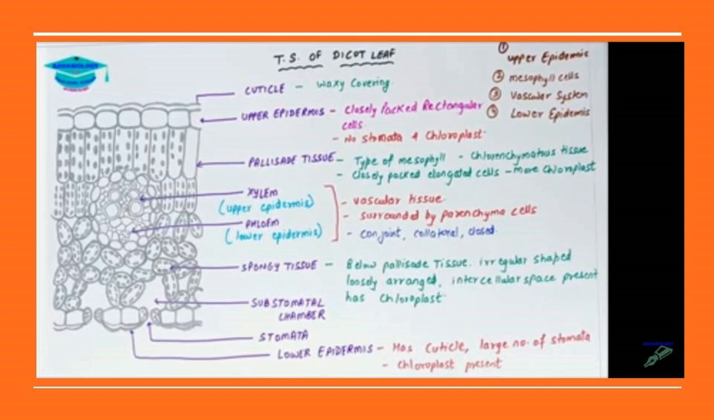And next are the vascular bundles. Vascular bundles are conjoined, collateral and closed. Each vascular bundle is surrounded by a sheath of parenchymatous cells called the bundle sheath. Each vascular bundle consists of xylem lying towards the upper epidermis and phloem lying towards the lower epidermis. As I already showed in the picture, xylem is in the upper epidermis and phloem is in the lower epidermis. This is surrounded by parenchyma cells.